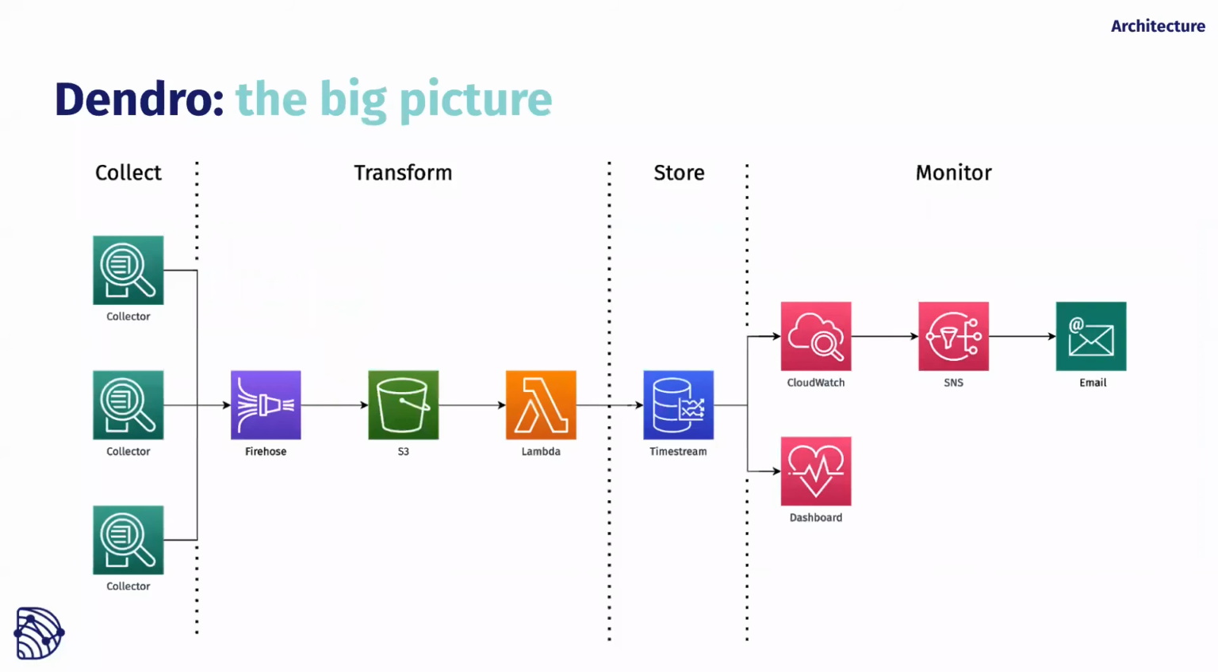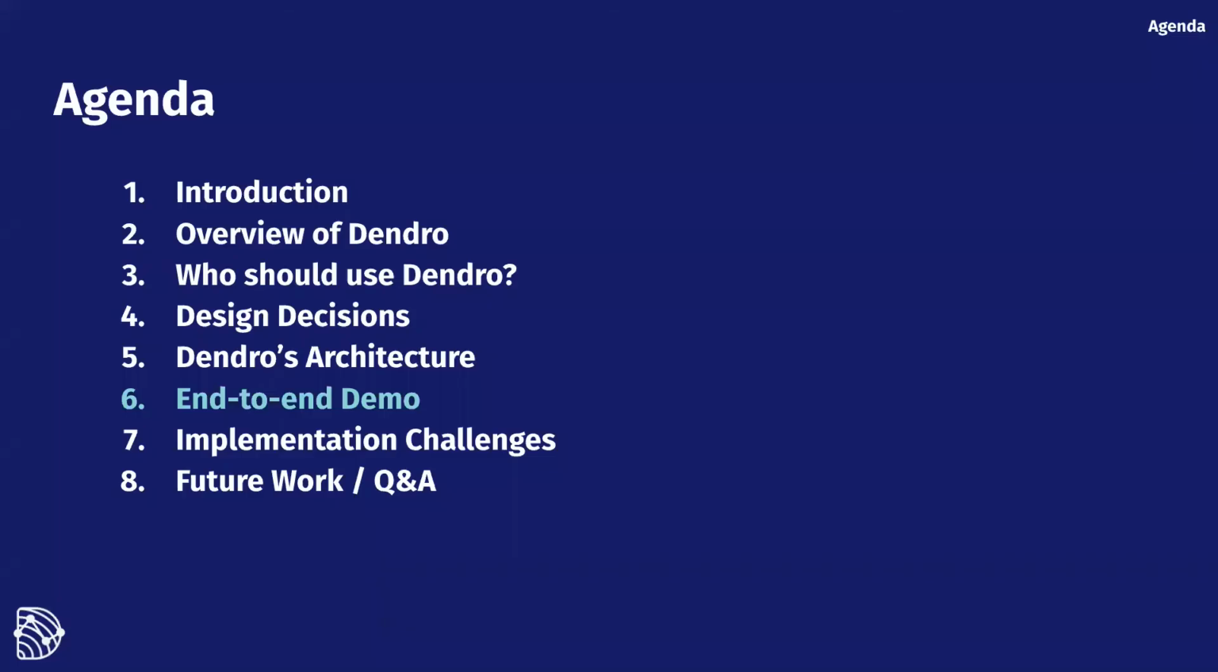Now that we've individually examined each component of Dendro, we're now better equipped to view Dendro as a whole. We've seen how we collect records, transform and store them, and finally how this allows us to monitor an entire distributed system. I will now pass it off to my teammate Peter, who will demo Dendro end to end.